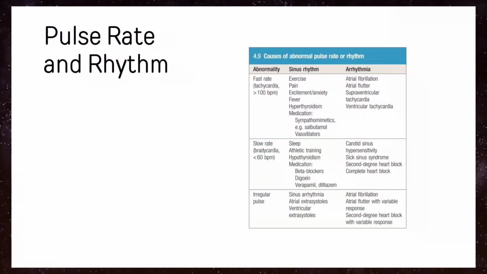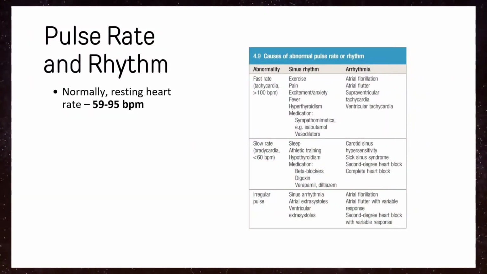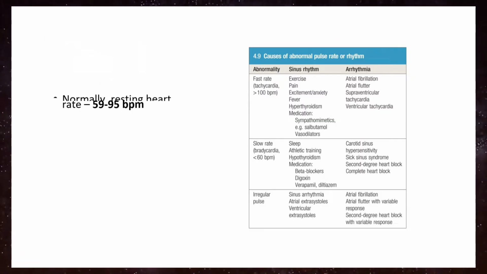The pulse rate is the number of pulses occurring in a minute. Normally, the resting heart rate lies between 59 to 95 beats per minute. Heart rates faster than 100 beats per minute is known as tachycardia. Rates lower than 60 beats per minute is known as bradycardia. The rhythm of pulse is the pattern or regularity of the pulses. It can be regular or irregular.